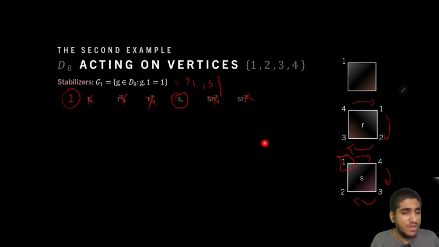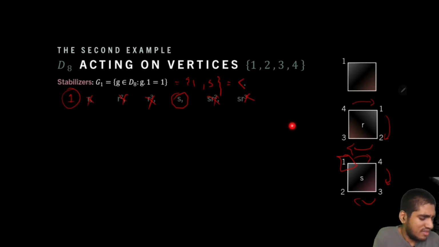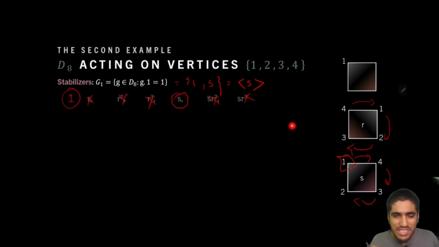The subgroup 1, S. Better written as the subgroup generated by S. Note that this stabilizer is a subgroup, but not a normal subgroup. I gave away the secret on how to find the stabilizer of 1. Can you help me find the stabilizers G2, G3 and G4?